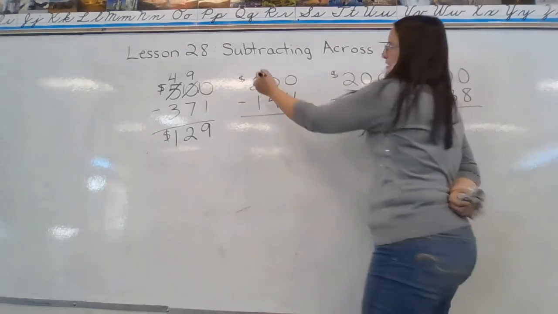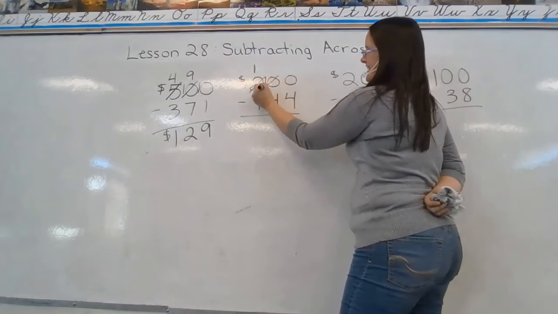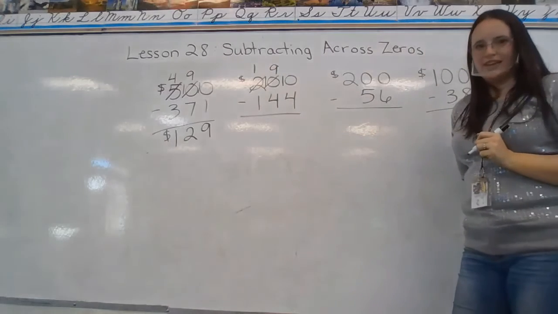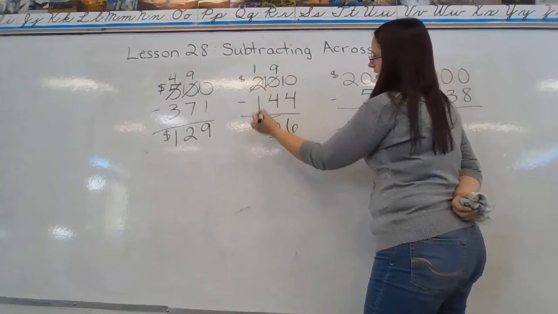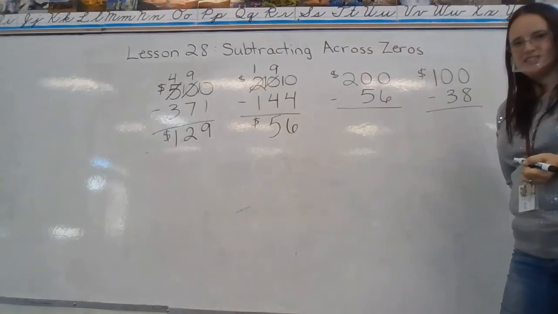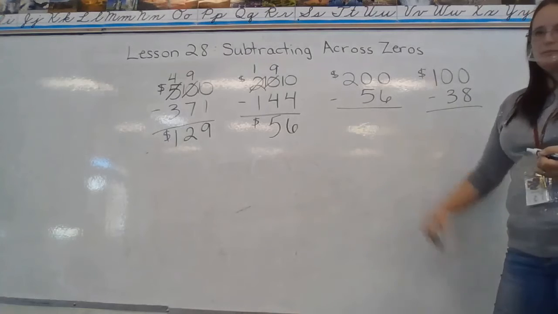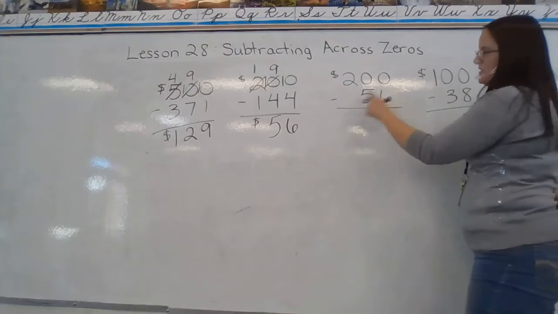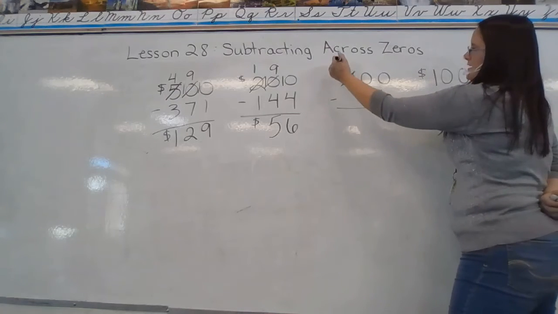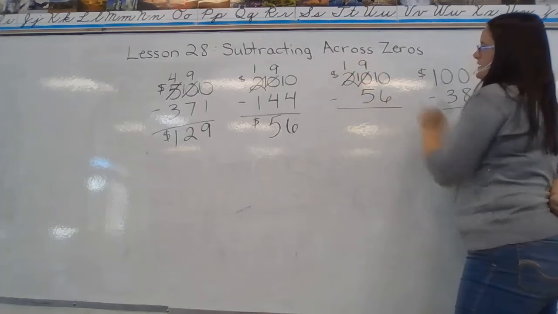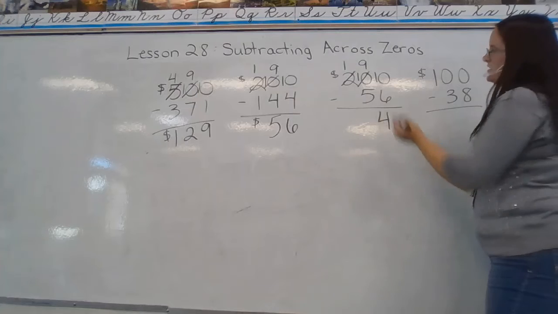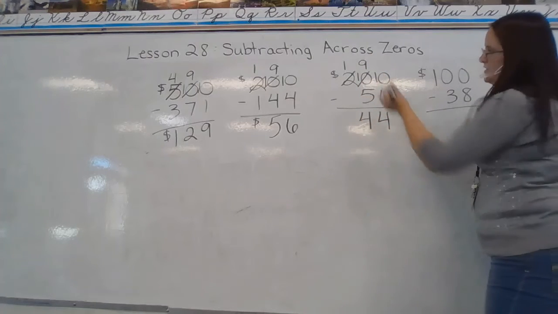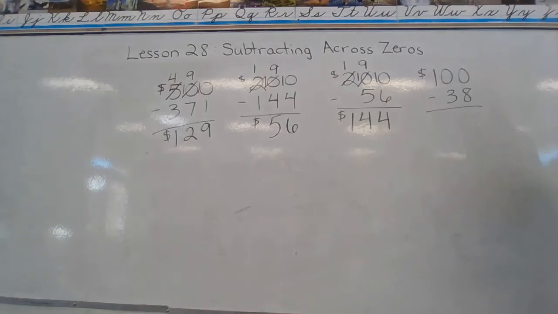Second one, gotta borrow. Do all that work ahead of time and then we can just subtract. 10 minus 4, 9 minus 4, and 1 minus 1 is nothing. So we have $56 as our answer. Problem number 3. We have 200 minus 56. Gotta do our borrowing. Set it all up like that. Then we have 10 minus 6, which gives us 4. 9 minus 5, which gives us 4. And 1 minus 0. 144 is our answer.